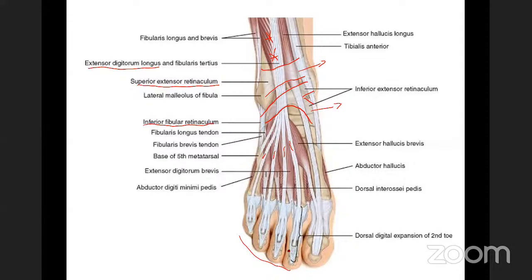Now you can see one more thing here. The muscle which is placed beneath the tendon of extensor digitorum longus is called extensor digitorum brevis. If you see properly, this extensor digitorum brevis is giving three tendons, and these three tendons are attaching laterally to the tendon of extensor digitorum longus. So this is the tendon of extensor digitorum longus, and this is the tendon of extensor digitorum brevis.